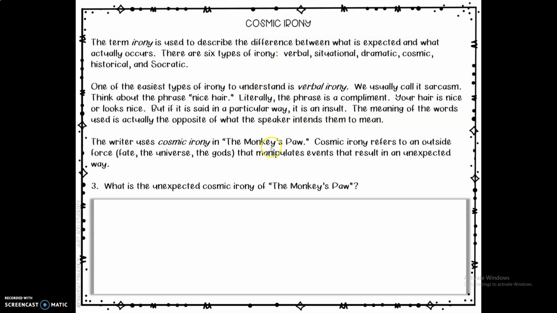In this story, The Monkey's Paw, the writer uses cosmic irony. Cosmic irony refers to an outside force, fate, the universe, the gods, that manipulates events that result in an unexpected way. So your third question is, what is the unexpected cosmic irony of The Monkey's Paw?